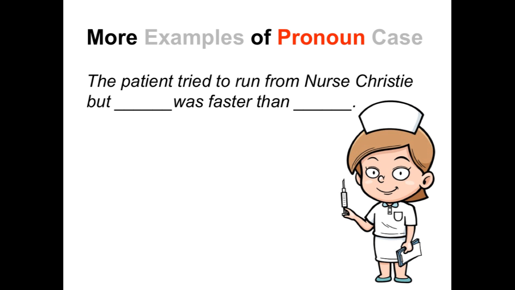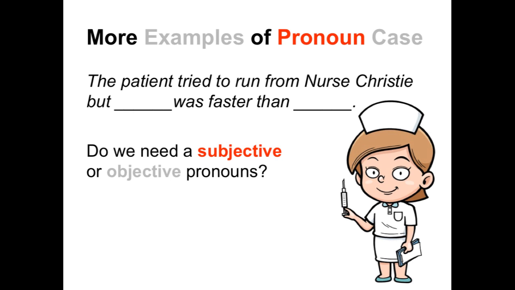And here's one more example of pronoun case. The patient tried to run from Nurse Christie, but blank was faster than blank. Do we need subjective or objective pronouns to complete this last sentence? This one's a bit trickier. Well, let's find the verbs. The verbs here are tried, the patient tried, so the patient is a subject, and was. Since we have a blank before was, we're going to need a subjective pronoun.